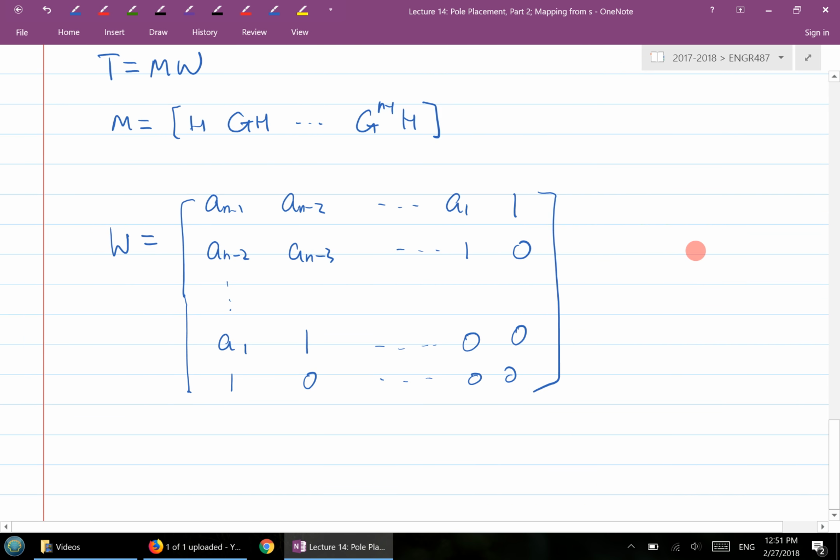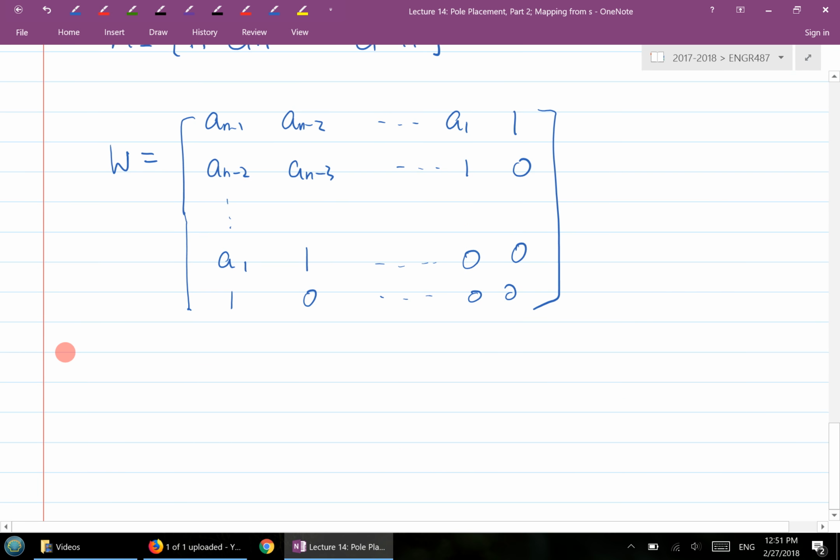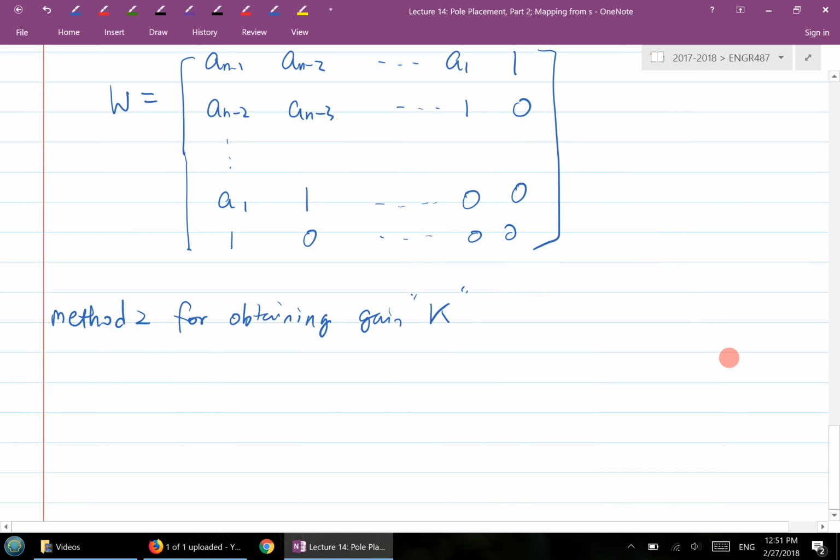That's the first method. This is purely mathematics, linear algebra. So let's talk about the second method for obtaining the gain matrix K. This second one is actually the most useful one in terms of your hand calculations. It's called the Ackermann formula.